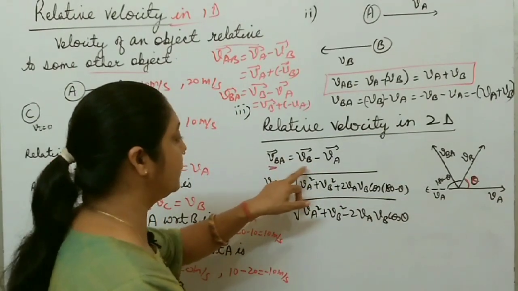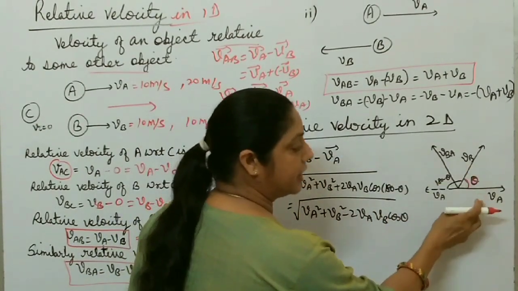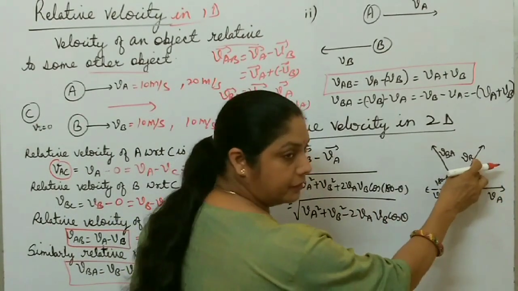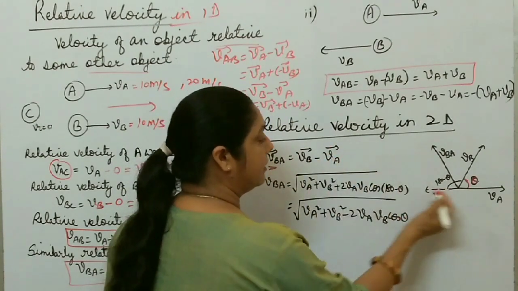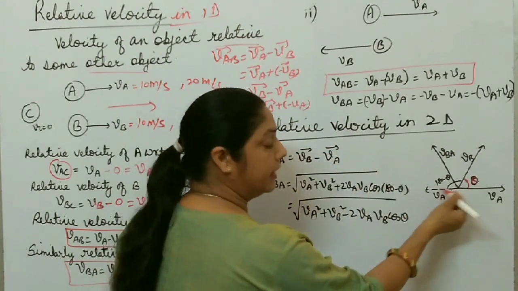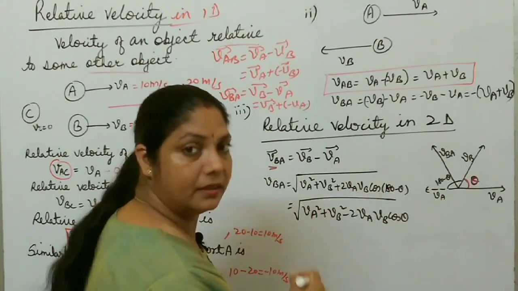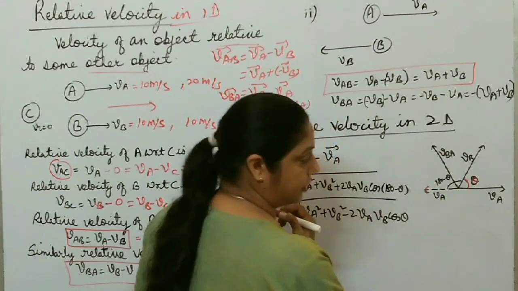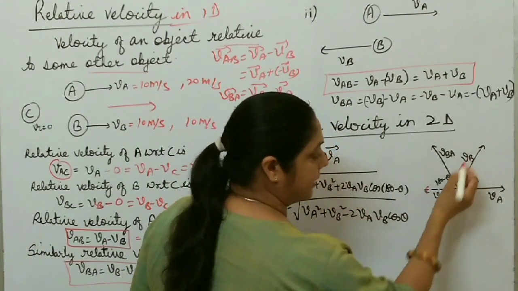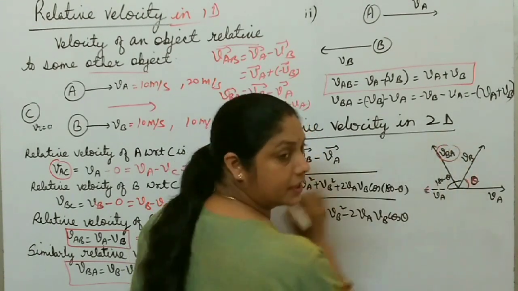You know the formula is what? VB minus VA. So the relative velocity of B with respect to A, when A is observing B, is VB minus VA. Minus VA means the velocity of A becomes what? In the negative direction. A is assumed to be at rest and its velocity becomes negative. So VA becomes this direction, right? And VB is along this direction. And the resultant of these two is this one. This is the velocity of B with respect to A.